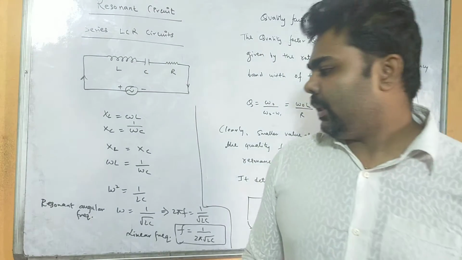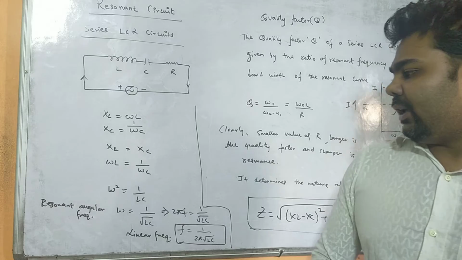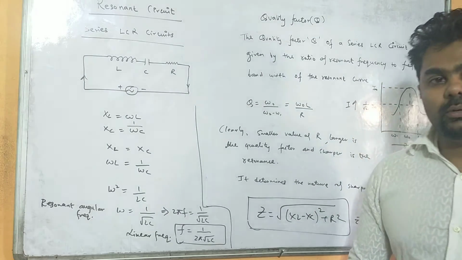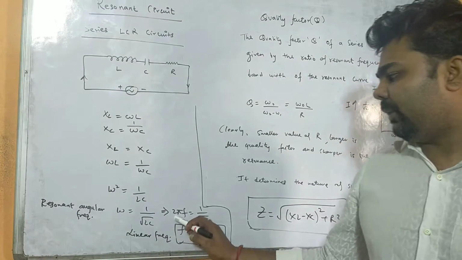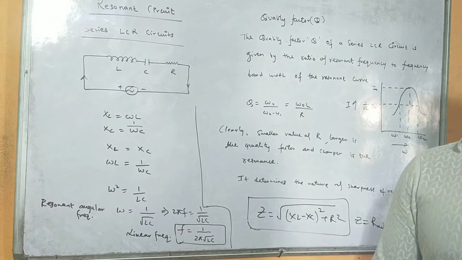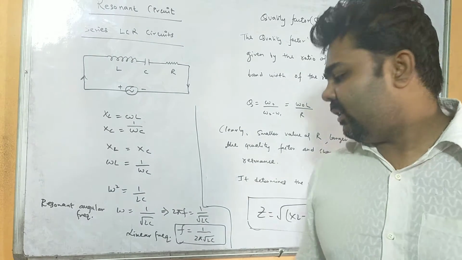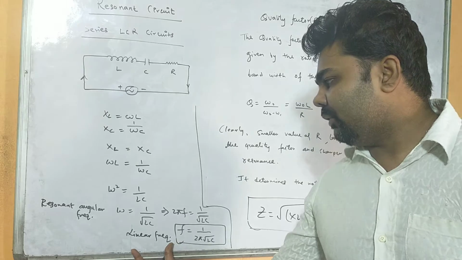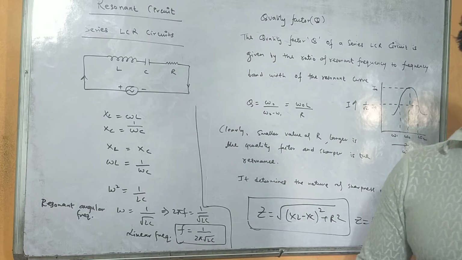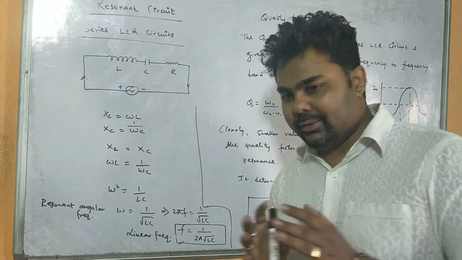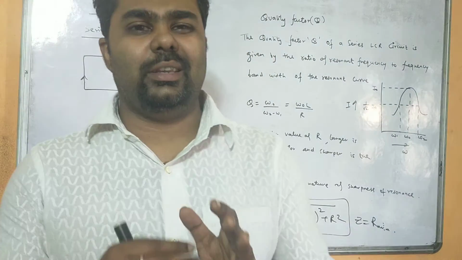Omega is denoted by resonant angular frequency. Next, now this omega can be substituted by 2 pi f, right? Or f equals 1 by 2 pi root under LC. This is the linear frequency. Okay. Now you see the circuit, that is LCR circuit, is in resonance condition.